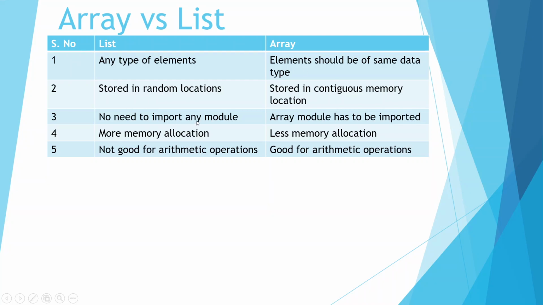No need to import any module for creating a list, right? But for creating an array, we have to import the array module. Next, more memory allocation versus less memory allocation. We'll see this with an example. A list will occupy more memory. Why will a list occupy more memory? While an array will occupy less memory. We will see this with an example. Not good for arithmetic operations versus good for arithmetic operations. We will see these two with an example.